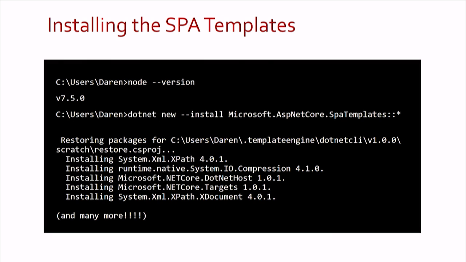So let's talk through installing the SpaTemplates. First and foremost, you'll need to verify that you have a version of Node installed on your system that's greater than version 6. As you can see, I've got 7.5 installed on mine. You're then going to leverage the .NET command line tool, and we're going to install those templates. So dotnet new --install, and we're going to specify Microsoft.AspNetCore.SpaTemplates::*. That means grab the latest version. This is actually a fairly lengthy process. There are a lot of packages that will be downloaded, so I'm not going to demonstrate that live for you.